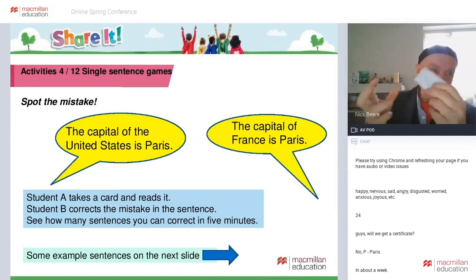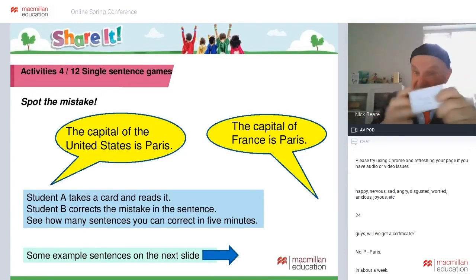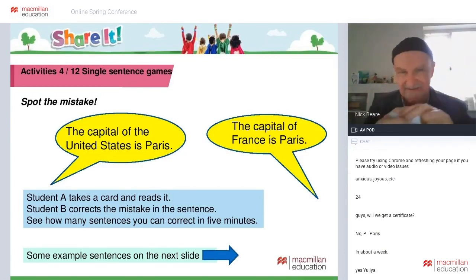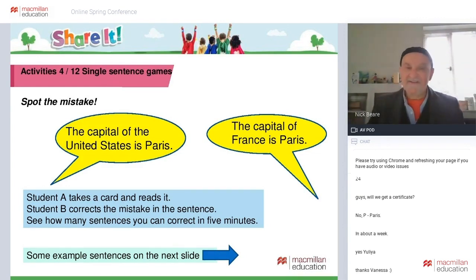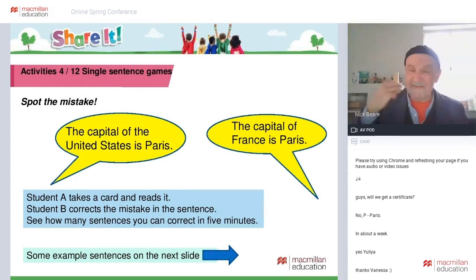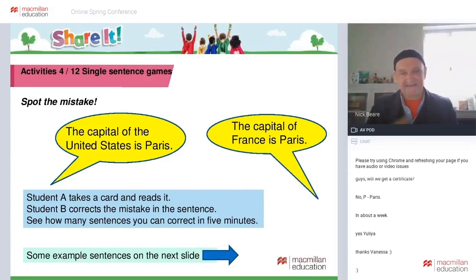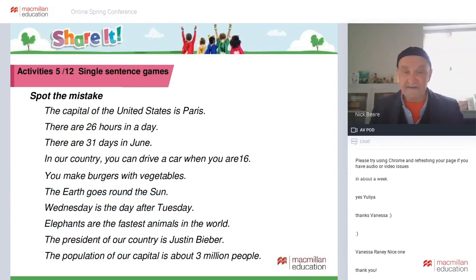Okay. So all of these cards have sentences with very simple mistakes on, very simple factual mistakes, not grammatical mistakes. We're not worried about grammar here. But the students have got to quickly think of a sentence that corrects it with the correct information. So if we were moving down there, there's a few examples.